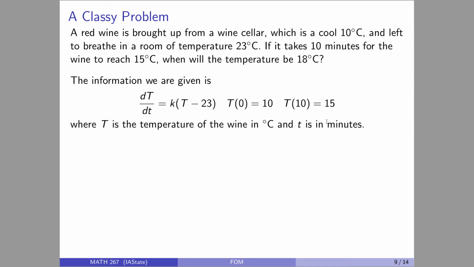Okay, so anyway, the information we're given: dT/dt is proportional to the difference of the temperature of our wine and the ambient temperature. So it's sitting in a room, and we're going to assume that the surrounding medium is kept at a consistent 23 degrees Celsius. Not necessarily true, but we'll just go ahead and assume that. Initially it starts off at 10 degrees Celsius, and in 10 minutes it reaches a temperature of 15 degrees Celsius.